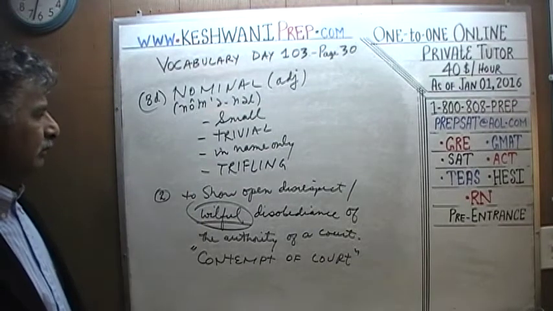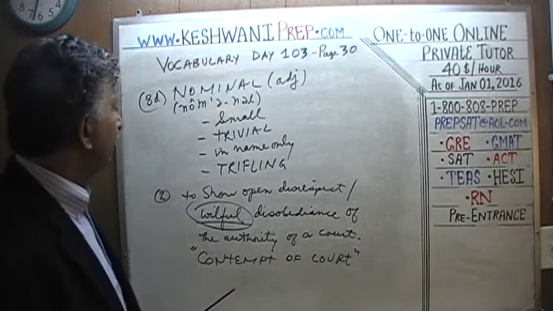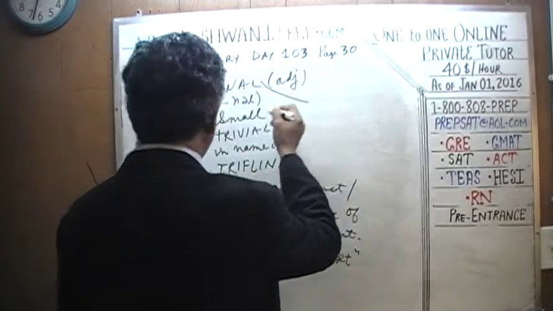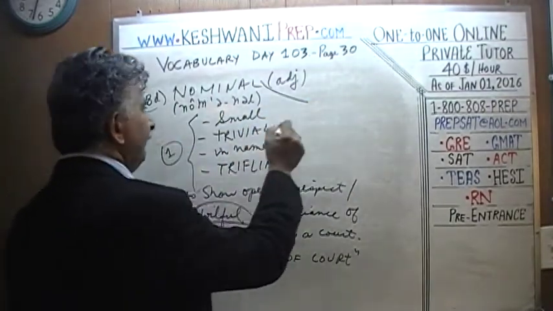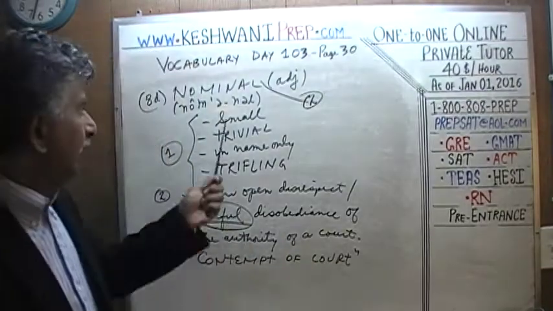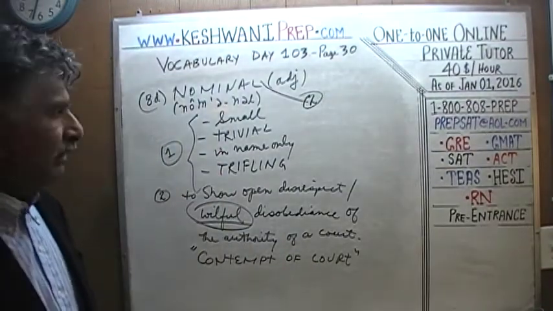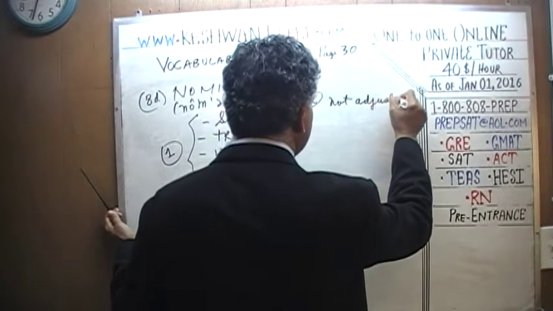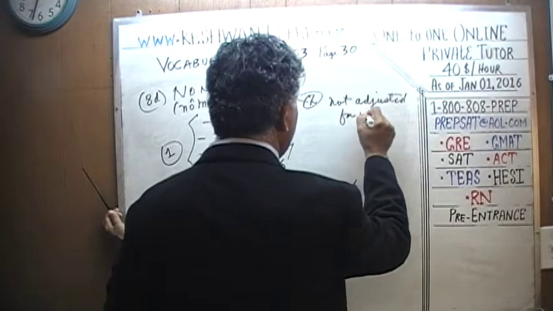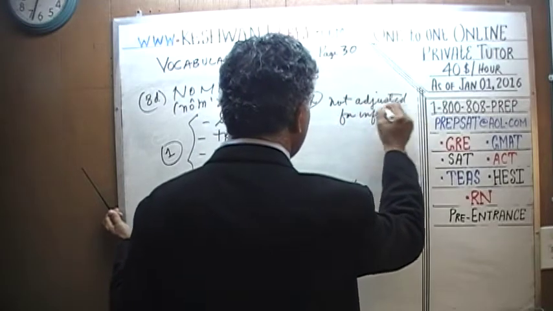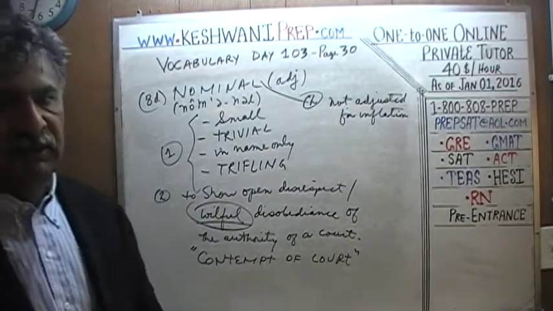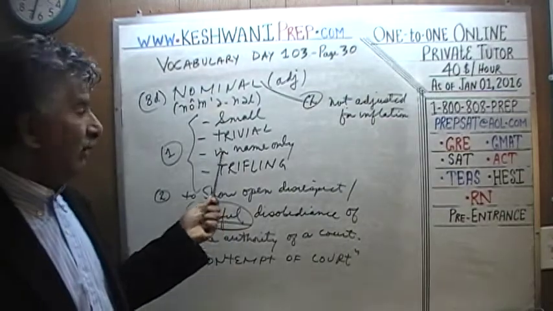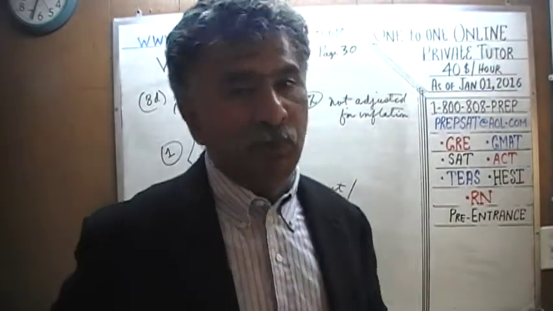The word is nominal. The word nominal also has one more meaning in economics, not in English language, but in economics. So this is the first meaning. The second meaning, I don't know if I really want to go there. In economics, when we talk about something being nominal, it simply means it is not adjusted for inflation. Something that is not adjusted for inflation, we say it is a nominal amount, it is a dollar. But here, when we talk about nominal amount it means small amount, trivial amount, in name only.